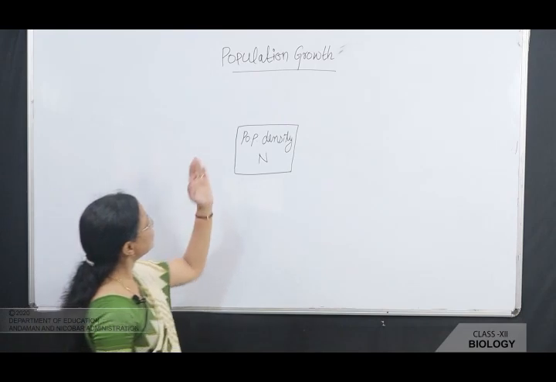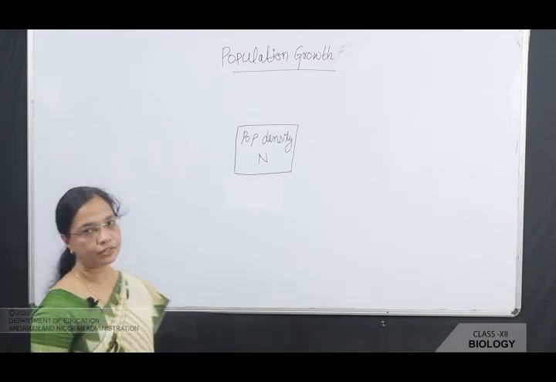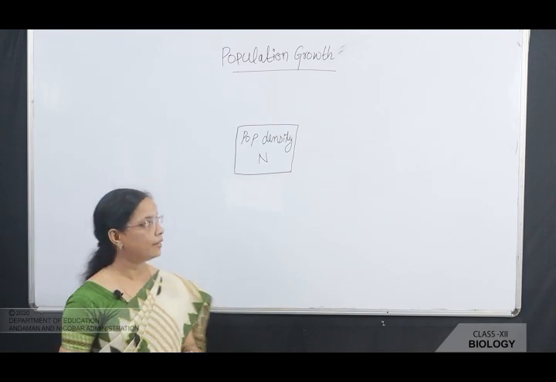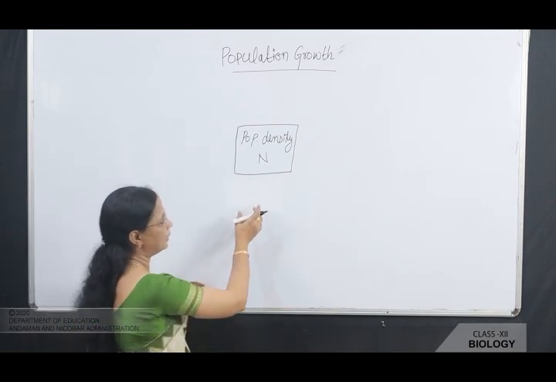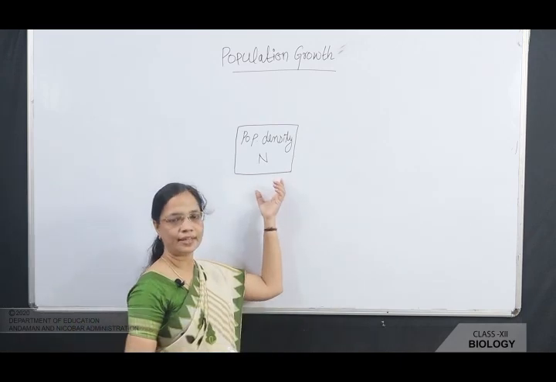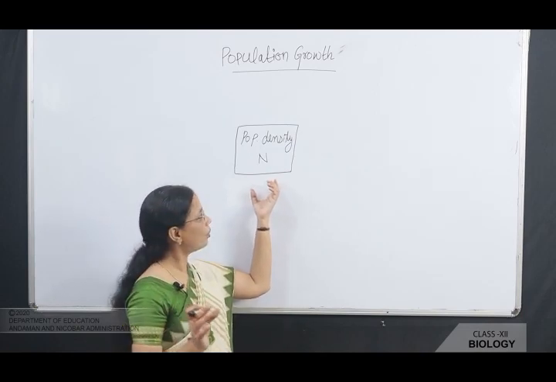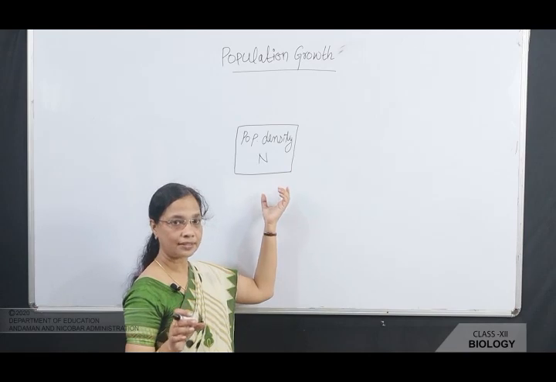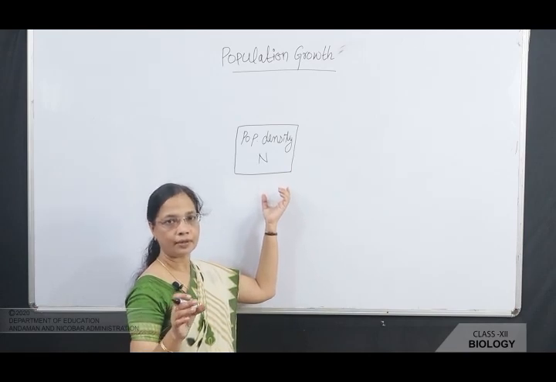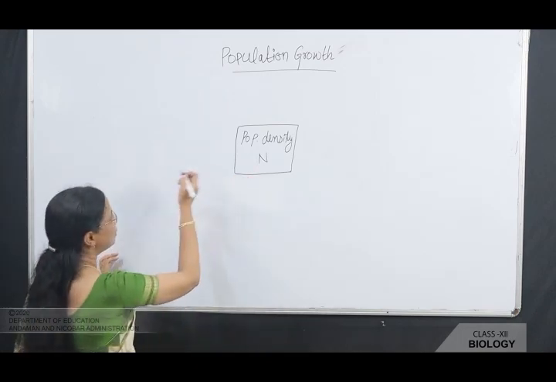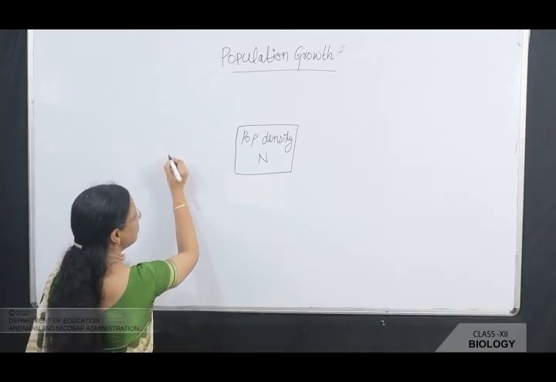Now, our next attribute is population growth. Population growth is affected by various factors. Try to understand with the help of an example. Suppose we are taking an area in which a particular species is there. So we'll call it the population density of that species per unit area. Okay. So this population density may increase.